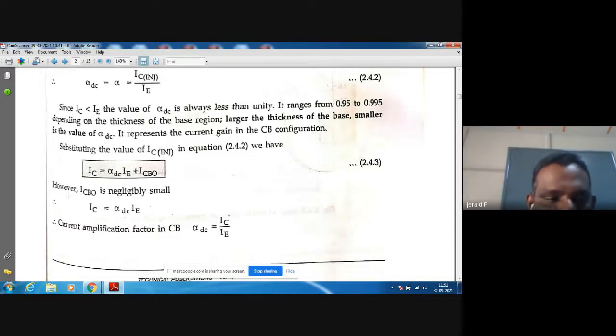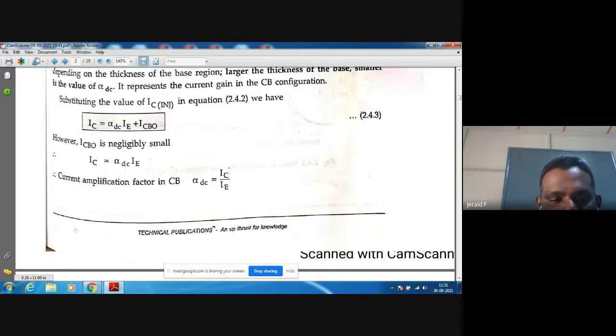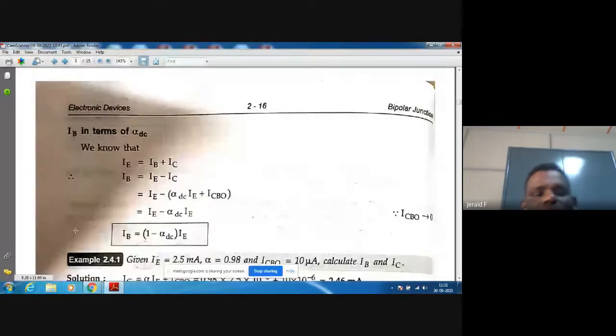Because normally the very important formula is IC is equal to alpha DC into IE. That is the collector current. The current amplification factor for common base, CB, is alpha DC equal to IC divided by IE. What is IC? IC is the collector current divided by the emitter current. That is called alpha DC. So you know the formula.